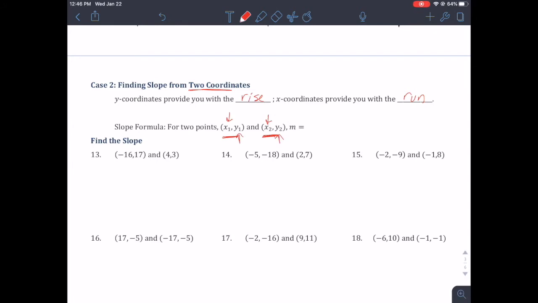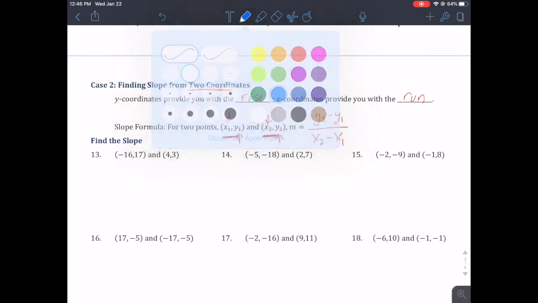We can take that and use a little equation to help us find the slope. So slope m is equal to y2 minus y1, the difference between the y's, over x2 minus x1. Remember, we did rise over run before, so that's why we're sticking with y's on top over x's. So let's look at an example to see exactly how that's going to work for us.